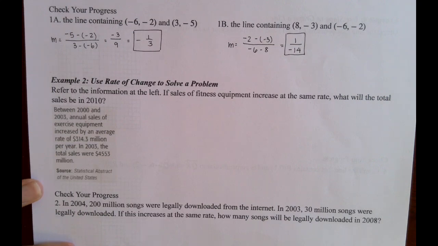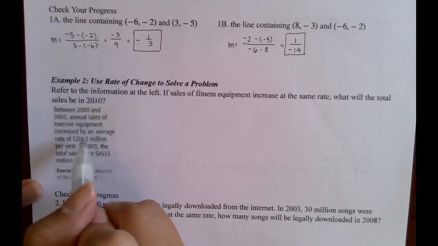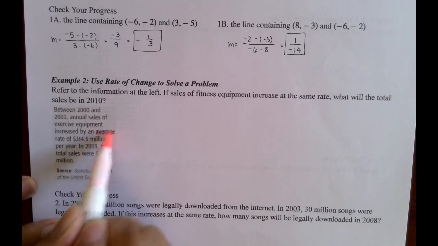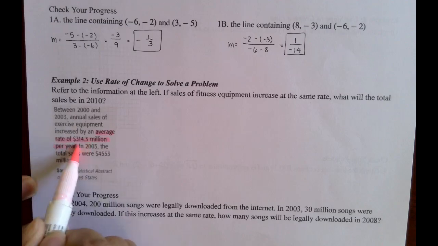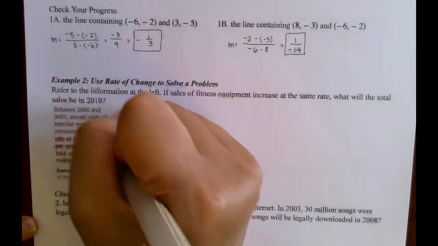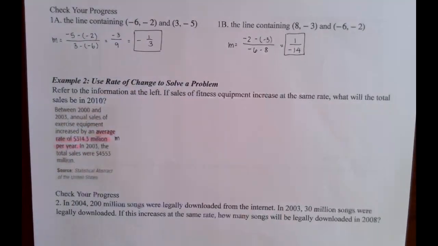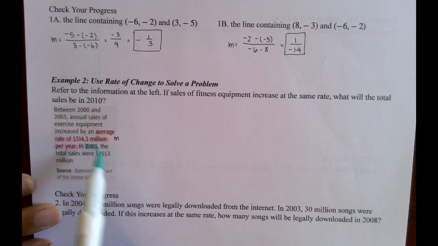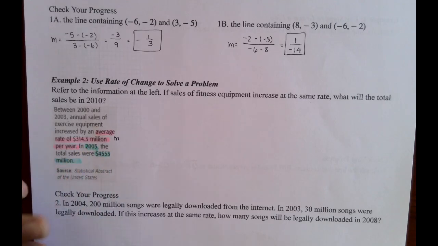So what we're going to do is we have the slope, right? Because here it says average rate, that is a slope, right? Something per something is a slope. So this is our slope. Okay. And then we're given a point. We're given 2003 and then 4,453 million.